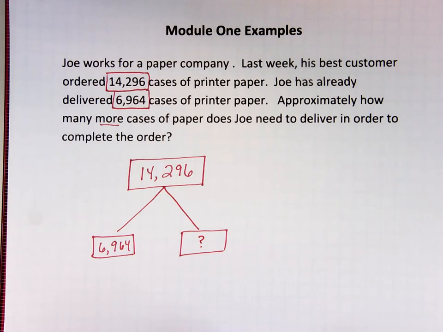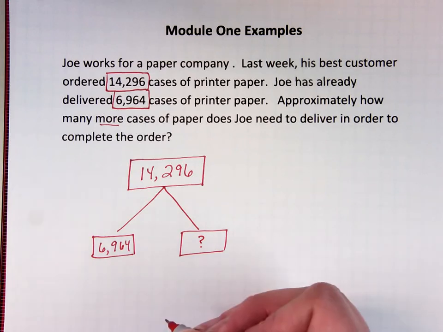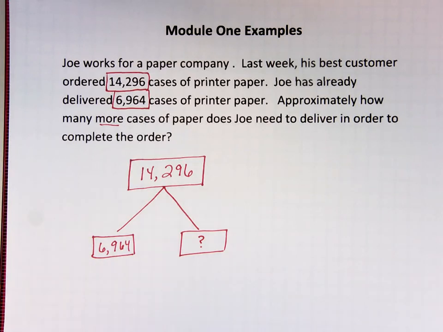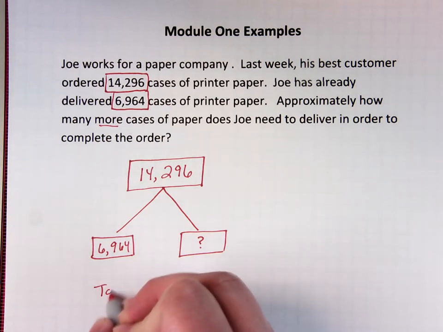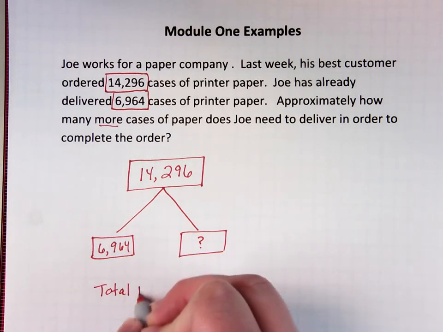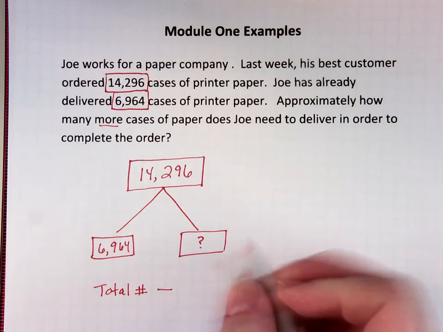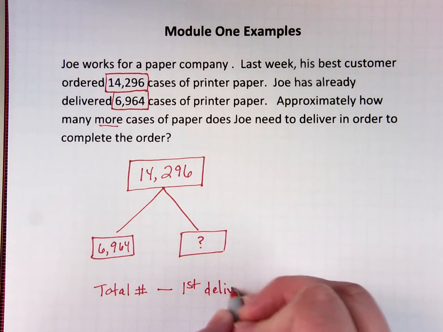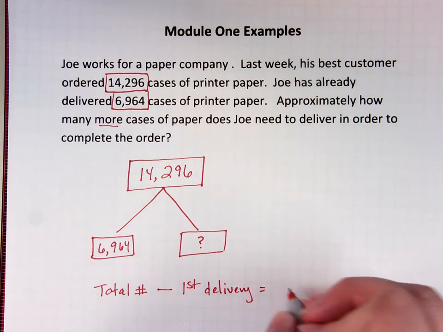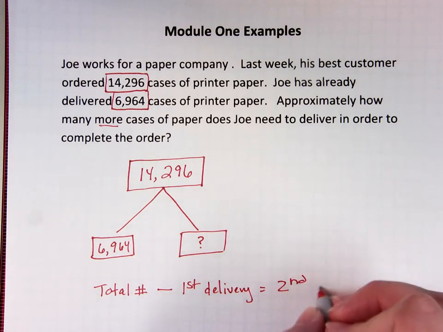I do not see any extra or missing information. I think I have everything that I need to move on to step 2. Step 2 says to make a plan to solve the problem. Come up with a strategy. My strategy is going to be take the total number that's already been delivered, subtract the first delivery. I think it's going to give me what's needed for the second delivery.